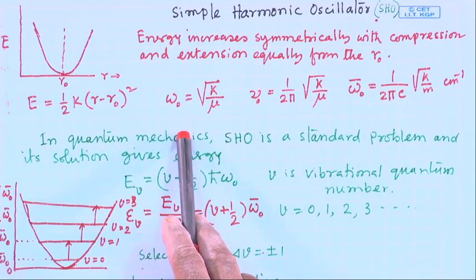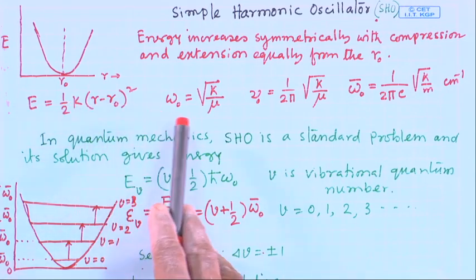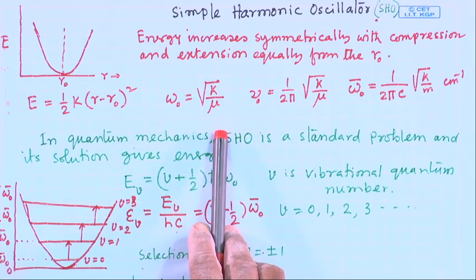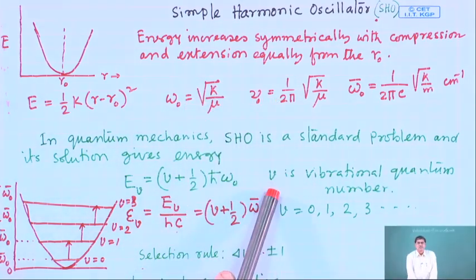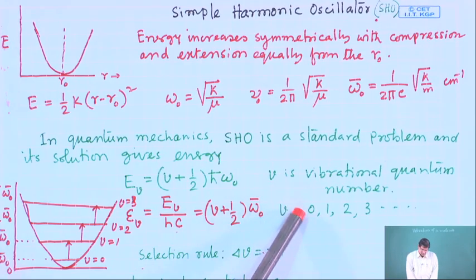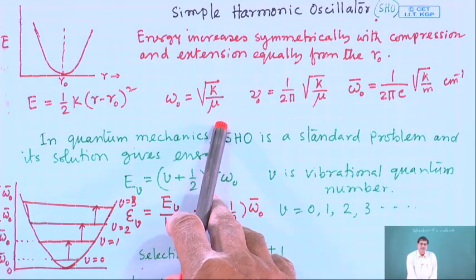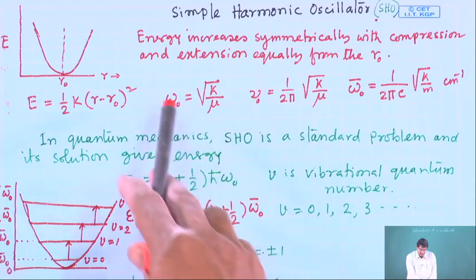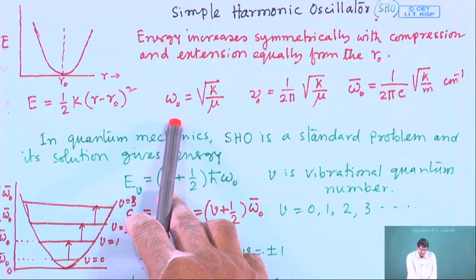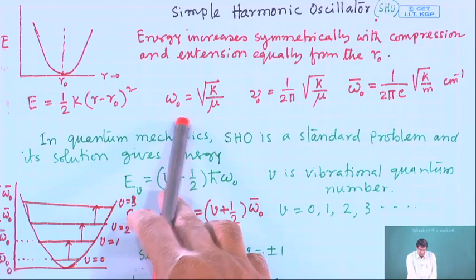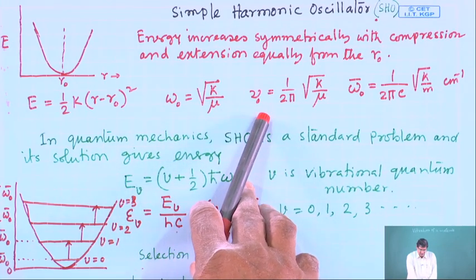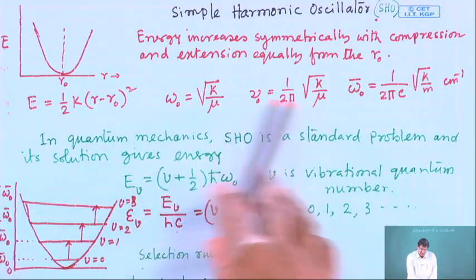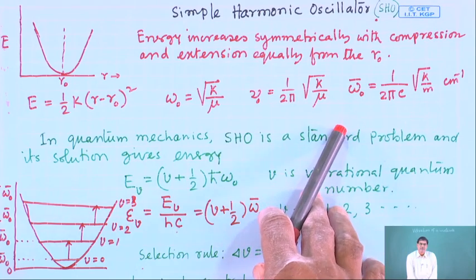So, when it is oscillating, it has a natural frequency, omega 0 equal to square root of k by mu. K is the bond strength, and mu is the reduced mass. This is the angular frequency. Corresponding frequency nu 0 is 1 by 2 pi times omega 0, so 1 by 2 pi square root of k by mu.